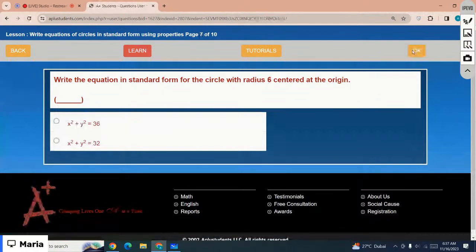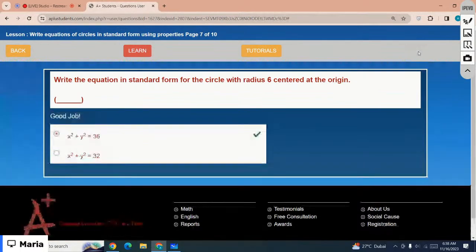Write the equation in standard form for the circle with radius. The correct option. Yes, the correct option is x squared plus y squared equals 30.